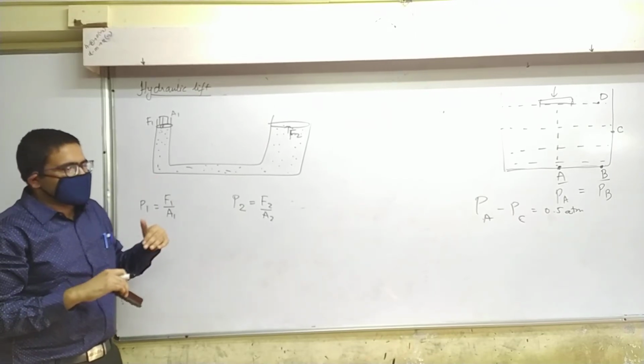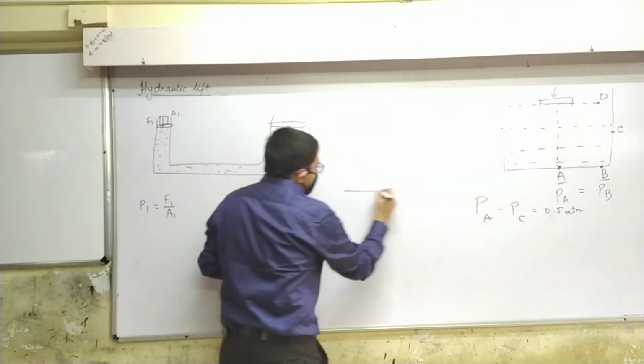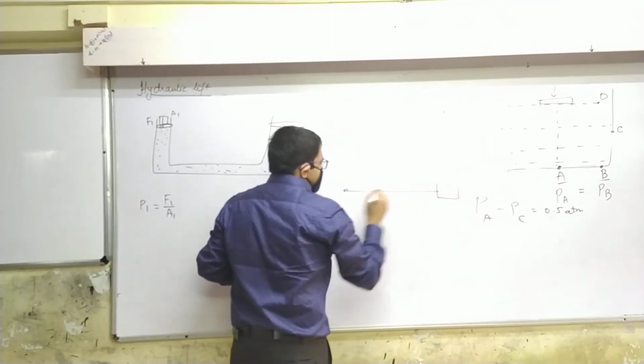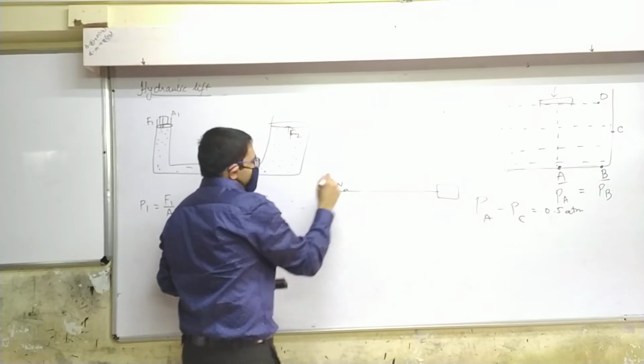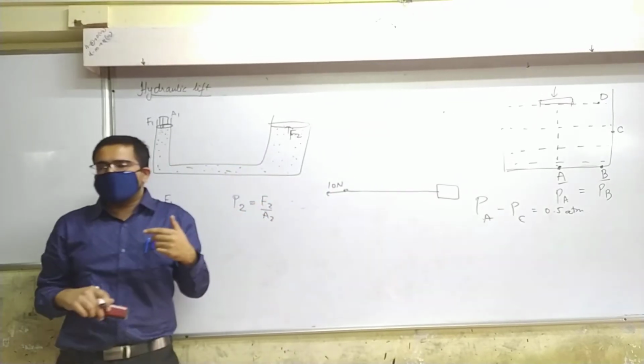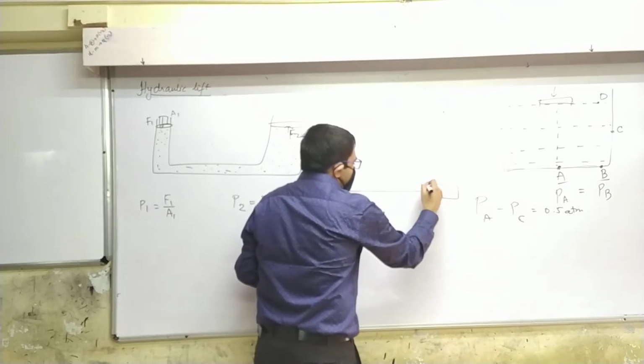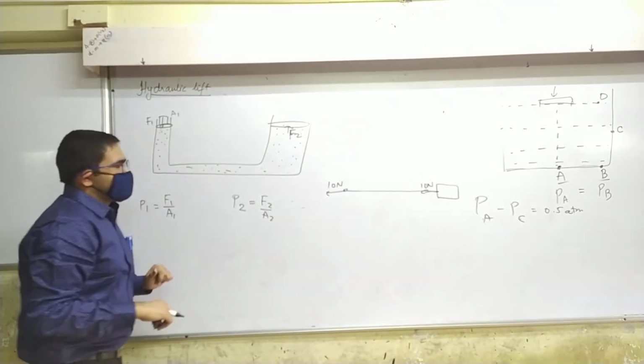Let me just go slightly slow. Think of it like a rope. You have tied some object here. You apply 10 Newton force on this end. What will the rope do? It will transmit that force and apply 10 Newton on this end. Correct?